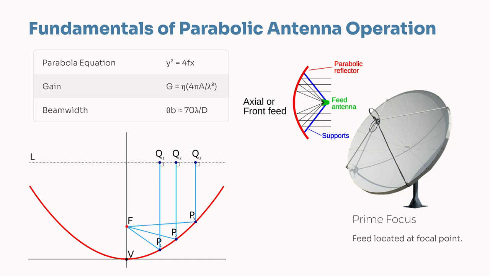Gain and beam width. Parabolic antennas are used to concentrate signals into a narrow beam, which enhances the antenna's gain. The larger the reflector, the more focused the beam, and the higher the gain. This makes parabolic antennas ideal for long-distance communication where high-gain, directional signals are required.